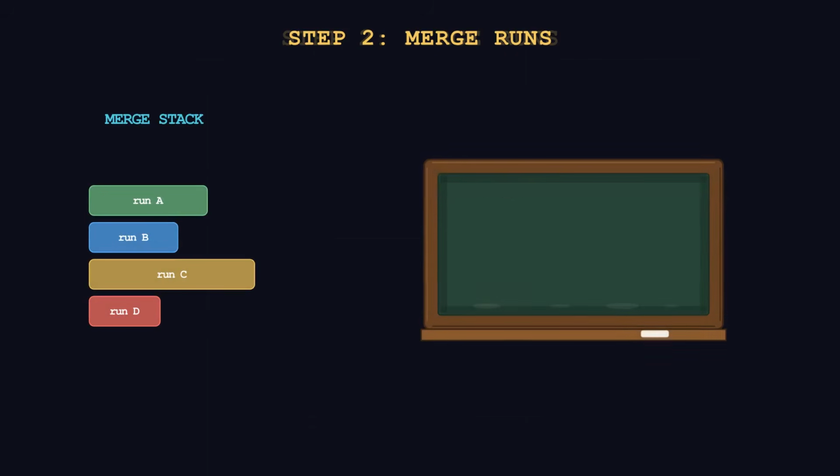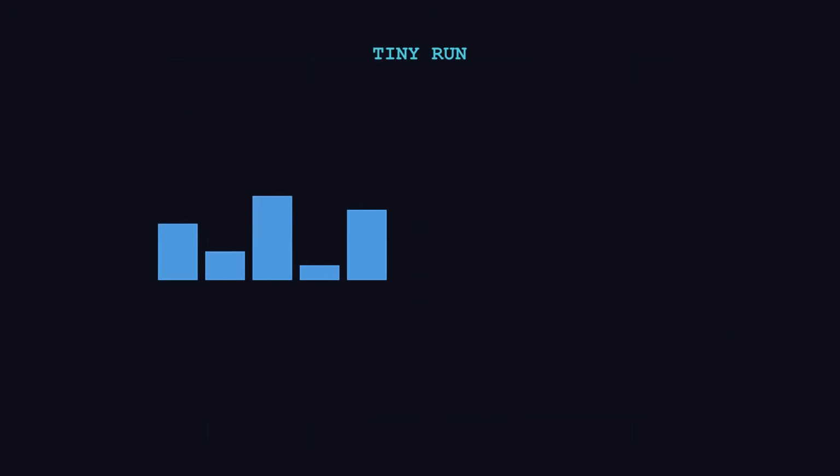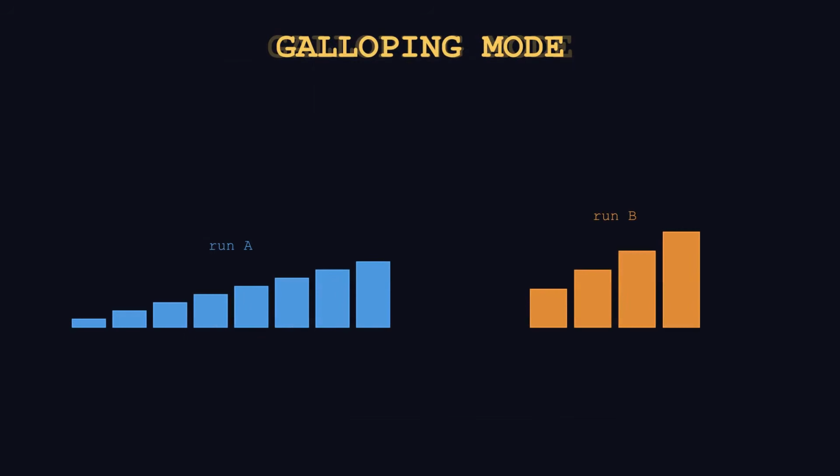Timsort uses a carefully designed merge stack with size invariants that guarantee balanced merges. Small runs get boosted to a minimum length using insertion sort, which is actually the fastest algorithm for tiny arrays. And when merging, if one run is winning over and over, Timsort switches to galloping mode, binary searching ahead to skip large chunks instead of comparing one element at a time.